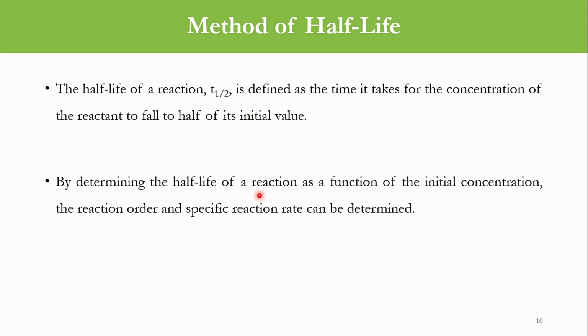By determining the half-life of a reaction as a function of initial concentration, we can determine the reaction order and the specific reaction rate. So we can determine the different rate parameters based on this method as well. Earlier we studied the method of excess, the integral method, and the method of initial rate to determine these parameters, and the method of half-life can also help us in determining them. But now we will proceed to how we can mathematically solve it.